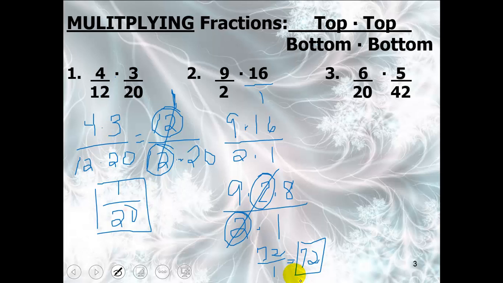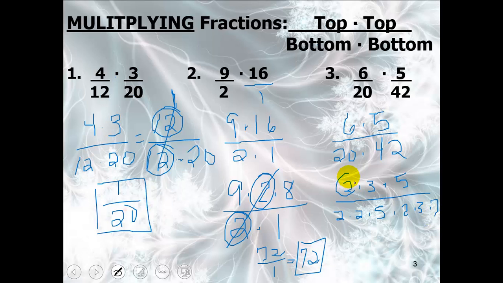6 times 5. I got to multiply my tops together. Then I have 20 times 42. Now there's lots of ways to do this. You can write all your composites as products of prime. Okay, so let's do that. 6 is 2 times 3 times 5. And then 20 is 2 times 2 times 5. And 42 is 2 times 3 times 7. All right?